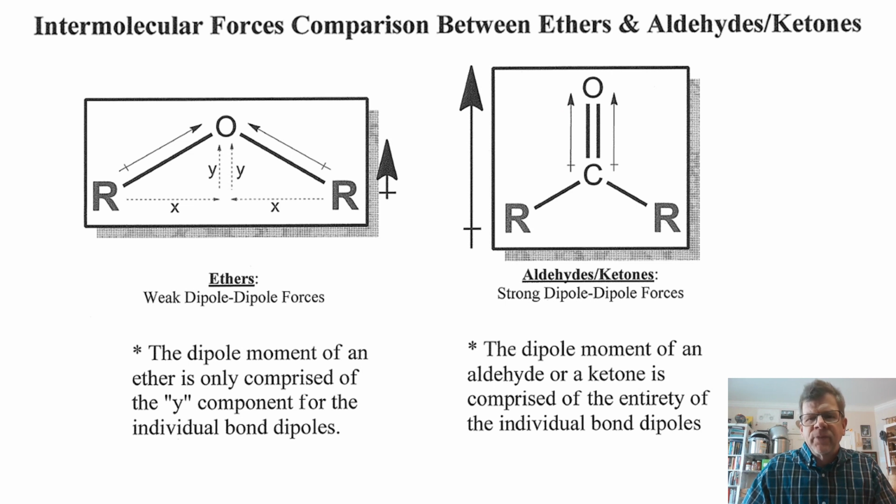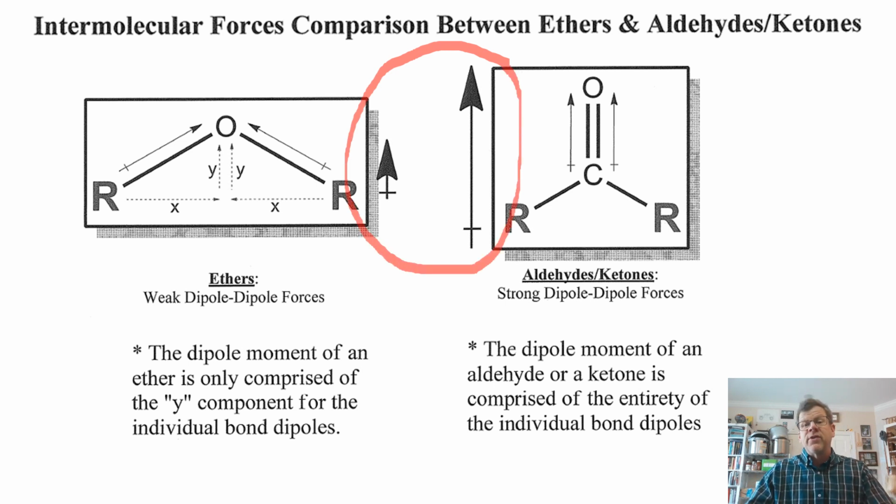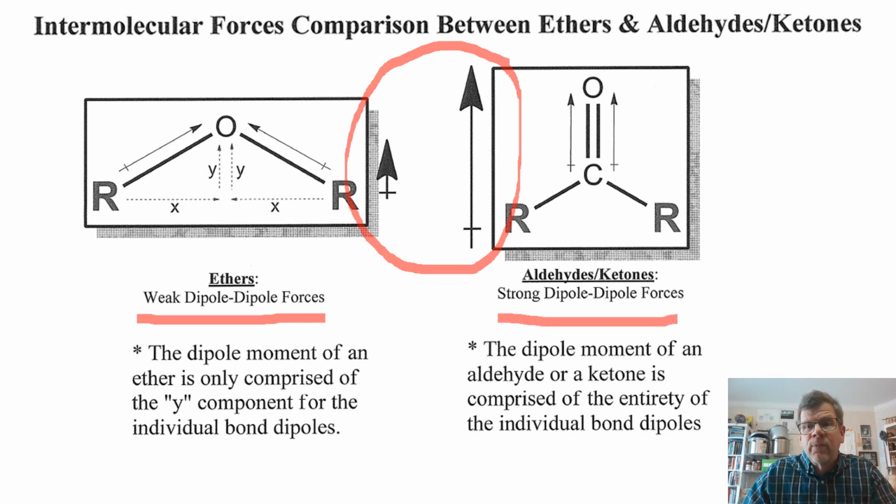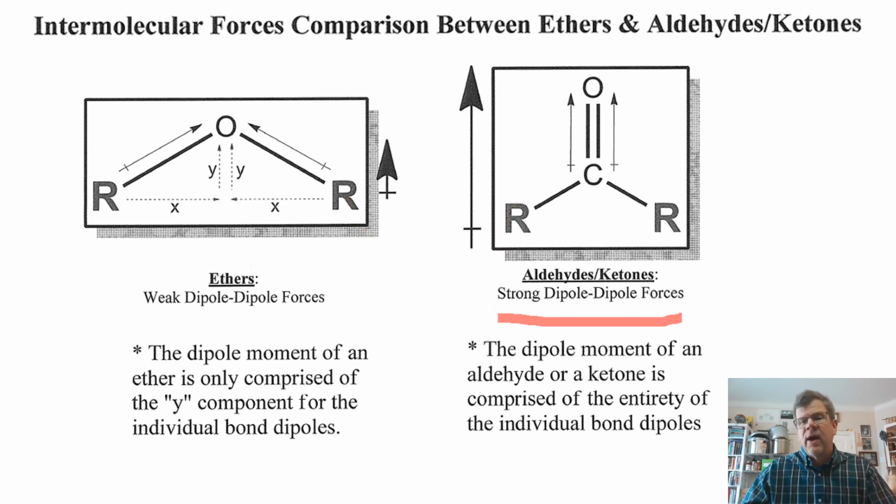And my point here is that if we compare the intermolecular forces, or the dipole forces, on an aldehyde or ketone, similarly massed, they are much stronger than those for an ether. So while ethers have what are called weak dipole-dipole forces, as we know, both aldehydes and ketones, because they have a carbonyl group, have strong dipole-dipole forces. That strong dipole-dipole force is stronger than that of ethers.